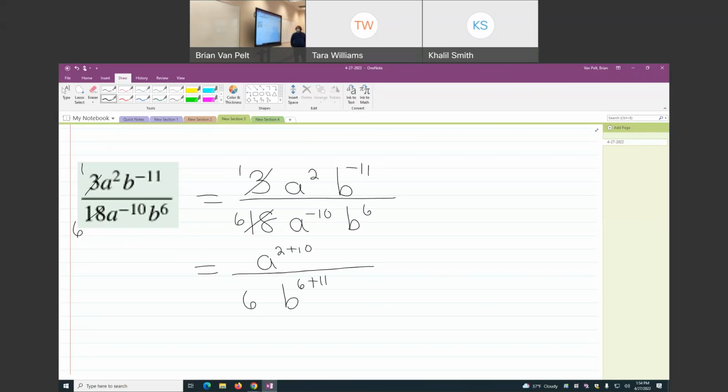I'll pause there and you tell me if you agree with that. Let's do this then. 1 is still on top. I can do a to the 2 minus -10. That's the quotient rule, right? Bottom b to the 6th minus -11.